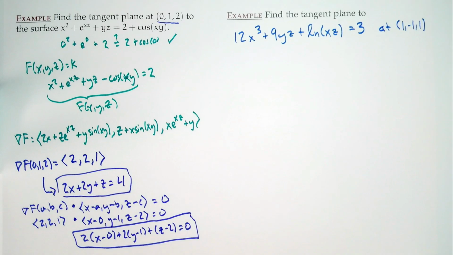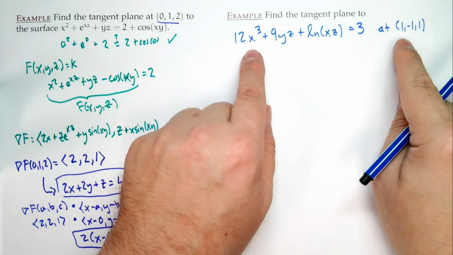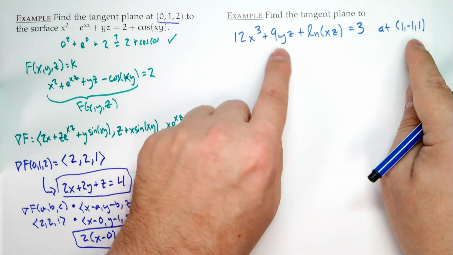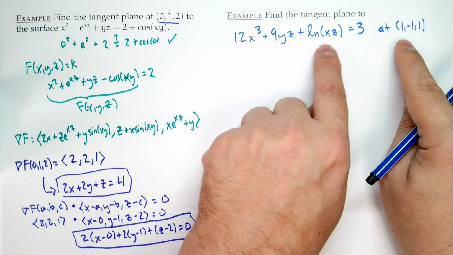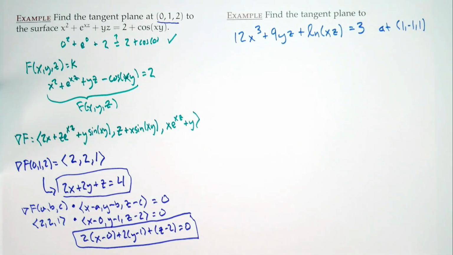Now, where does that point come from? Well, it's just a point. Now, the question is, is that actually a point on the surface? Well, you can check. So here, you'd have 12 times 1, then plus 9 times negative 1, so that would be 12 minus 9. Then here it would be plus log of 1, which is 0. 12 minus 9 plus 0 does in fact equal 3. So it is a point on the surface.